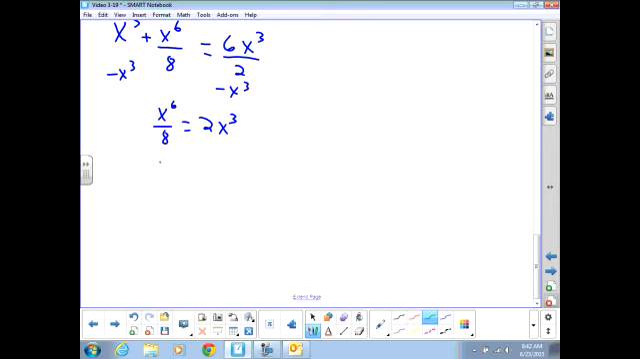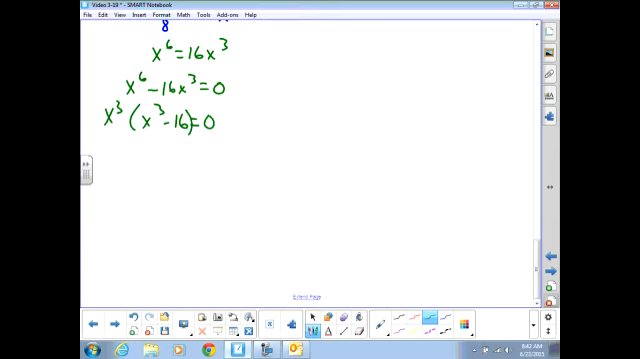If we multiply both sides by 8, we get x to the 6th equals 16x cubed. We'll get everything on one side. To get it equal to 0, we can pull an x cubed out, and we're left with x cubed minus 16. And when we set these equal to 0, well, x cubed equals 0, we'll get x equals 0. Remember, we said x had to be positive because we were working in the first quadrant, so we don't care about that. With the other one, when we set it equal to 0, we'll get x cubed equals 16.